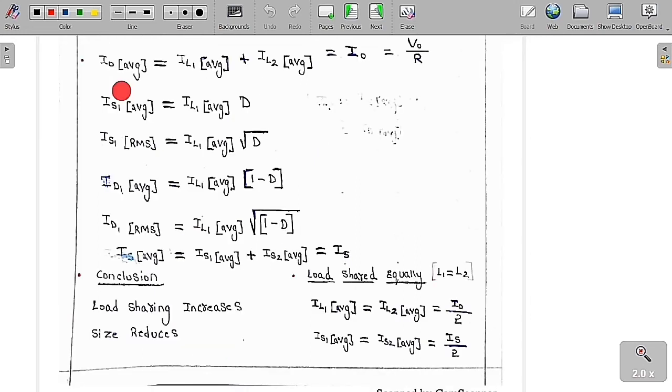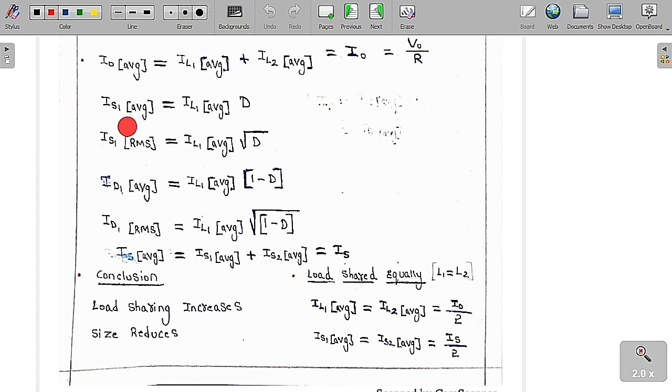Now I want to find the I0 average. Here you can see that IL1 plus IL2 is equal to IC plus I0. But IC average is equal to 0. Therefore I0 average is equal to IL1 average plus IL2 average. If you assume the load is purely resistive, I0 is equal to V0 by R. So I0 average is equal to IL1 average plus IL2 average, which is equal to V0 by R. Now I want to find the average value of the switch current.